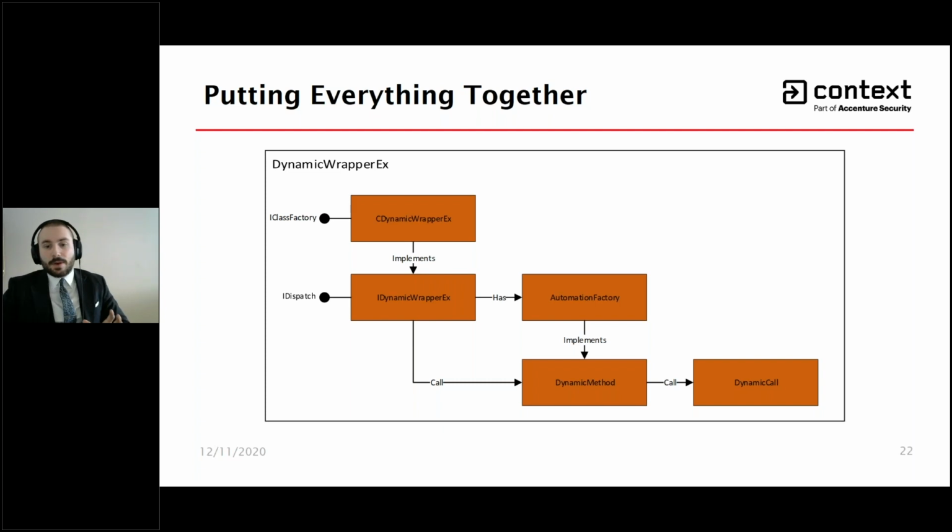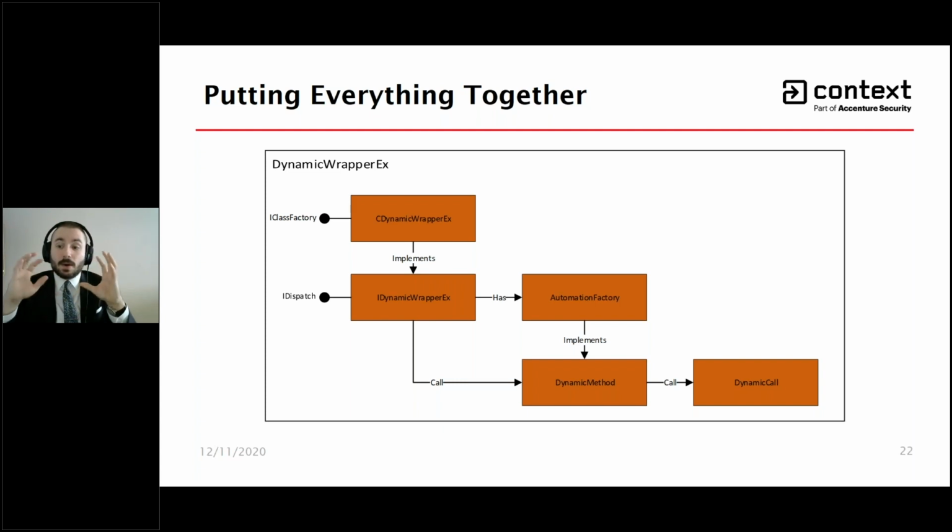And this DynamicWrapperEx will derive from IDispatch because we want an automation server. This interface will also have a pointer to an automation factory, which in this case is just a utility class. Nothing fancy. It is responsible for creating the dynamic methods at runtime, ensuring that all the modules are properly loaded and that we have the actual function address of the functions we want to execute. But DynamicWrapperEx, through the Invoke function, will also call the dynamic method, which will call the dynamic call assembly routine, which will call the actual Windows API.